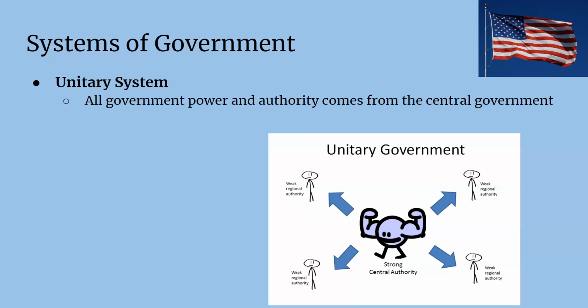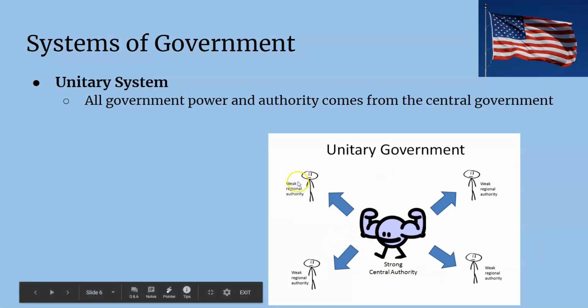All right, a unitary system of government. All the power really comes to the central government. So we have the United States, then we have individual states like Pennsylvania, and then we have cities, counties, and city governments. In this unitary system, only the central government would have the power. The states, counties, cities, and townships really wouldn't have much power. Really, all the laws and everything are decided at the central level.